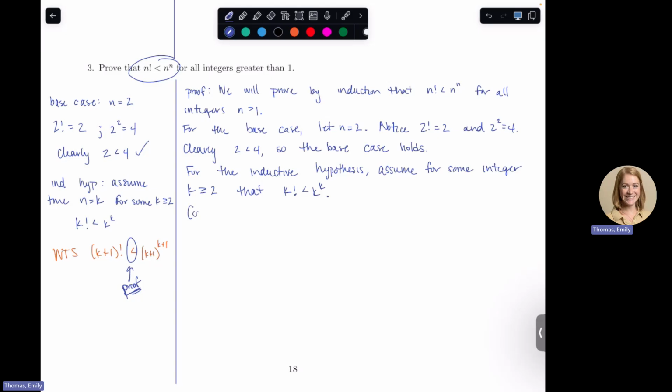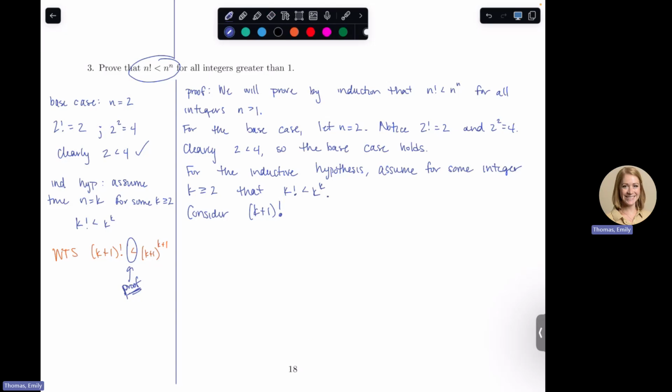Now we're going to consider k plus 1 factorial. Now I've got to do some stuff and eventually down here say this is less than k plus 1 to the k plus 1, right? But I can't do that yet, so I got to be careful. What can I say?